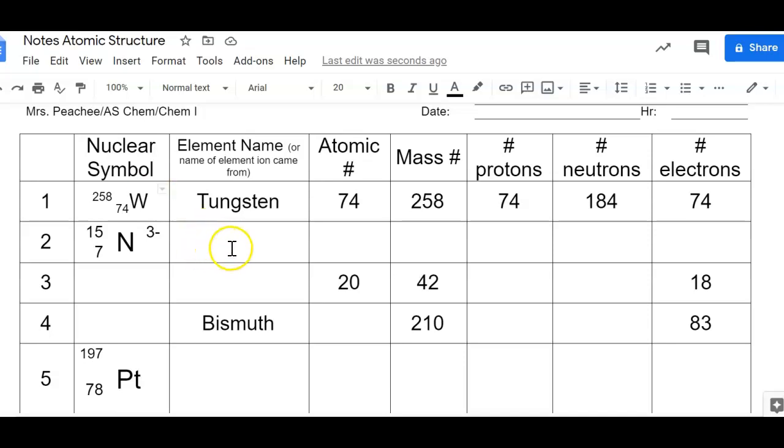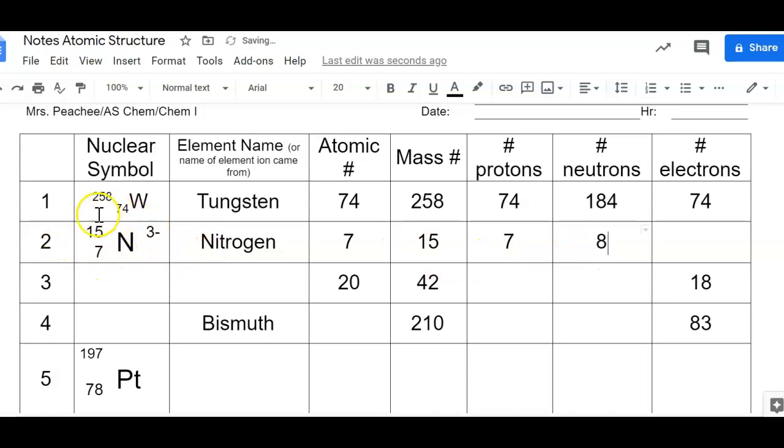Okay, next example. This has everything for you already here, so you should be able to fill out all these pieces. Let's go through that. I know that this is nitrogen. I know it has an atomic number of 7, so its protons are 7. Those are always the same. I know its mass number is 15 because remember this top number is the mass number. To get the neutrons, I'm going to turn this into a subtraction problem. So 15 minus 7 is 8.